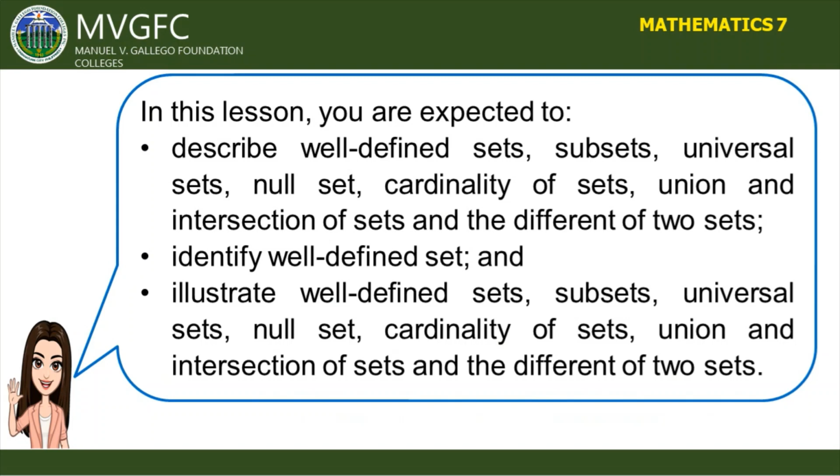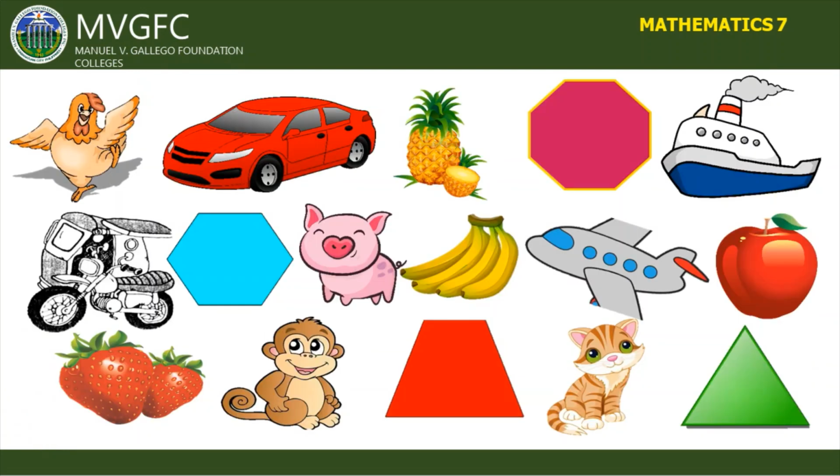In this lesson, you are expected to, number 1, describe well-defined sets, subsets, universal sets, null set, cardinality of sets, union and intersection of sets, and the difference of two sets. Next is identify well-defined set and illustrate well-defined sets, subsets, universal sets, null set, cardinality of sets, union and intersection of sets, and the difference of two sets.